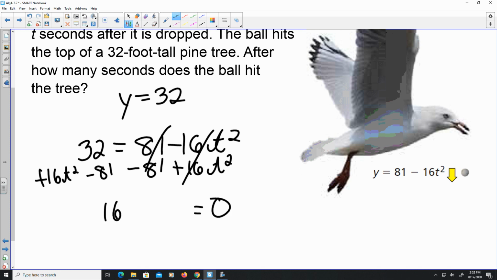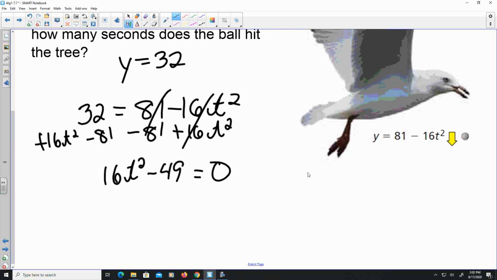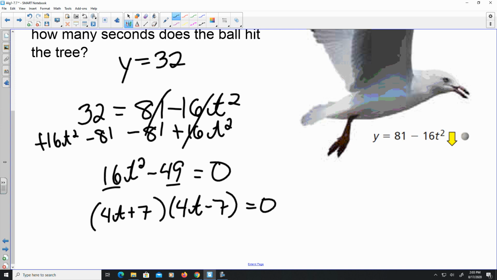Now I have 16t squared minus, that'd be what, 49? Hold on a second, 32 minus 81. Yeah, so it would be minus 49. Now here, I can factor this out. It appears to be a sum and difference pattern because 16 is a perfect square, so is 49. So this is going to be 4t plus 7 times the quantity of 4t minus 7. Set that equal to 0.